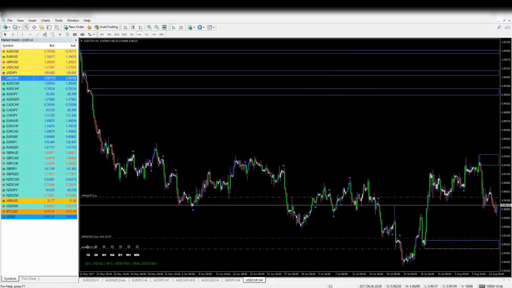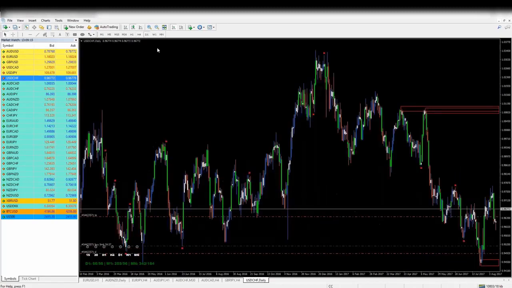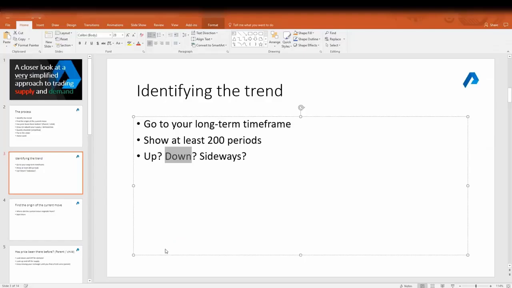So it's a really simple process for helping you decide if you should be buying or selling. Here you can see the price is moving lower. It's pretty clear that we've kind of moved up and then we're moving down again, so we're making new lows. So it looks like we should be selling here, looking to sell at major supply. Okay, so that's the simple bit.